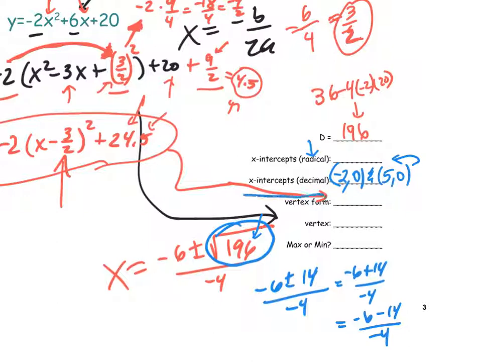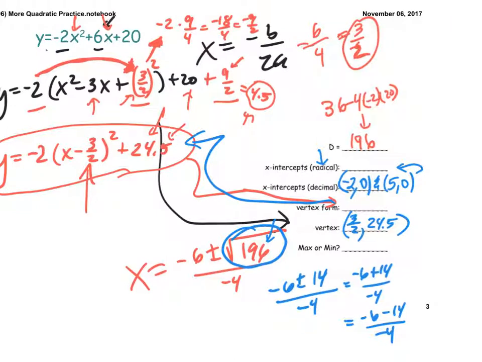Vertex form we already did back here. The vertex itself, 3/2, also known as 1.5, comma 24.5. Is it a max or a min? Because there's a negative in the front of this whole equation right there, then it's a max.